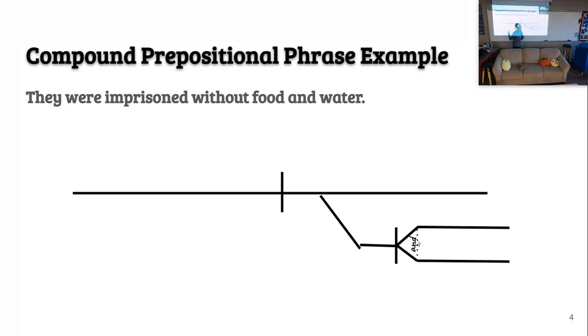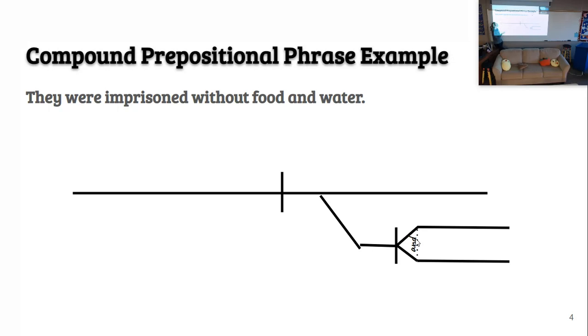So let's take a look at this sentence, let's label it, and let's see if we can figure out where everything goes. So first of all, let's find our prepositional phrase or phrases. What do we got here? Where's our prepositional phrase for this sentence? Lauren? Yeah, without food and water. Okay, without is our preposition. Food and water are our objects of the preposition.